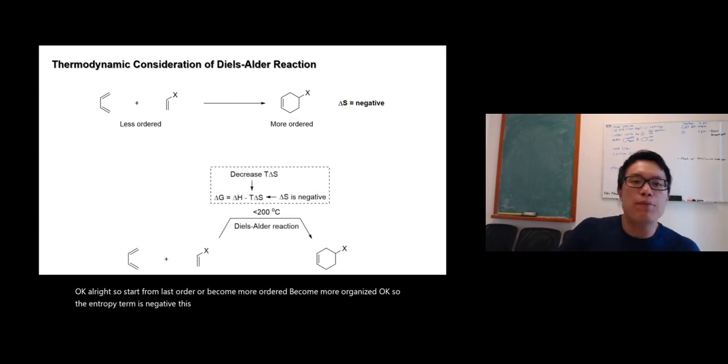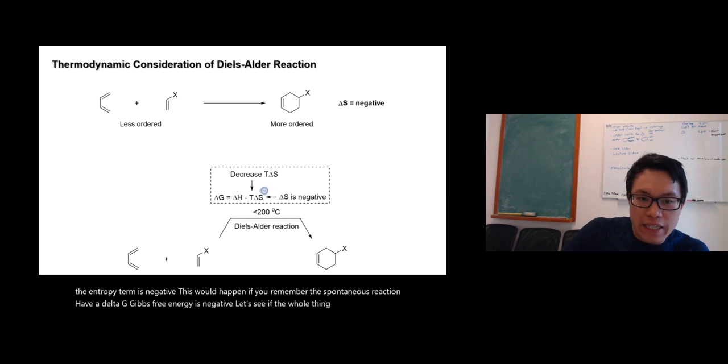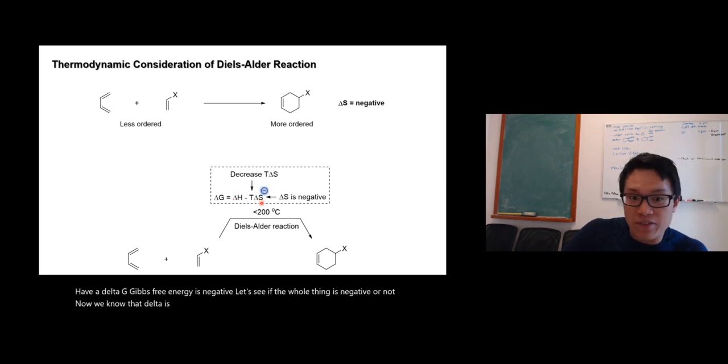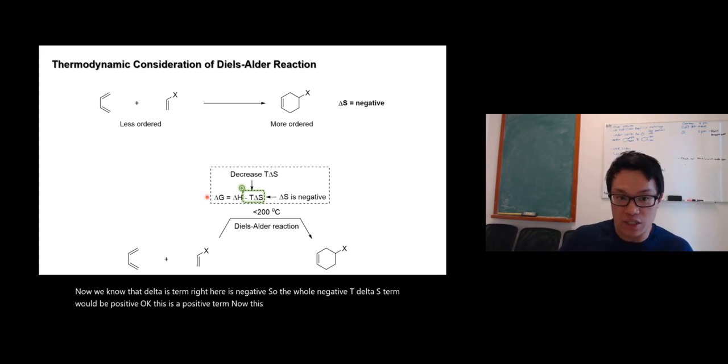This is what happens. If you remember, a spontaneous reaction has a delta G, the Gibbs free energy, that is negative. Let's see if the whole thing is negative or not. Now we know that the delta S term right here is negative, so the whole negative T delta S term would be positive. This is a positive term, and that is not so good for delta G. We want delta G to be negative, right?